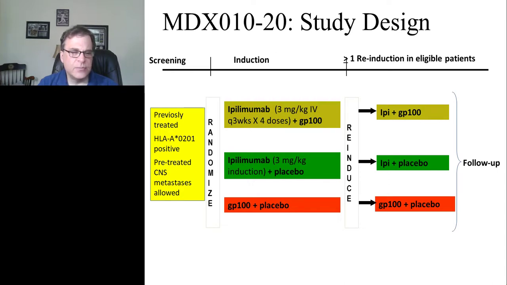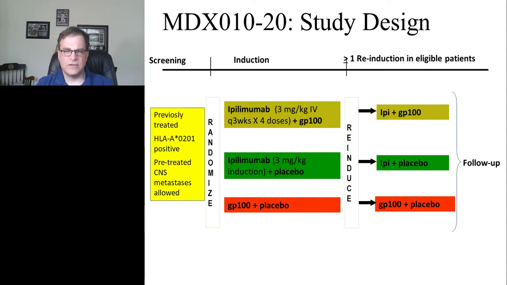They had to be HLA-A2 positive because the control arm here is a GP100 peptide vaccine. And they could have had previously treated central nervous system disease. So historically, these are the bad players, second-line patients or more, and potentially patients with brain metastases. In a 3-to-1-to-1 fashion, patients were randomized to Ipilimumab, or Ipi, anti-CTLA-4, plus the peptide vaccine, versus Ipi alone versus the peptide vaccine alone in a blinded fashion.